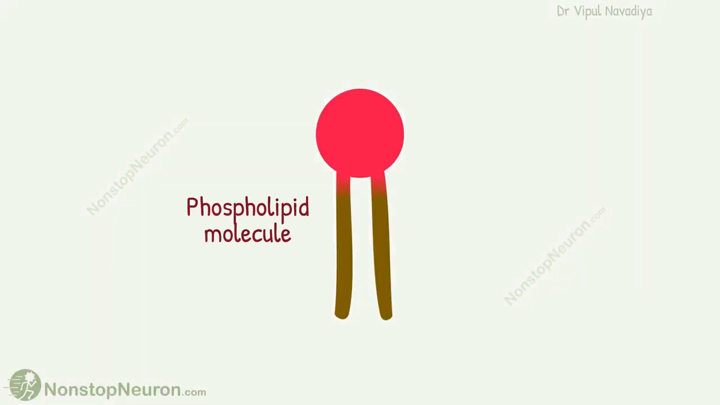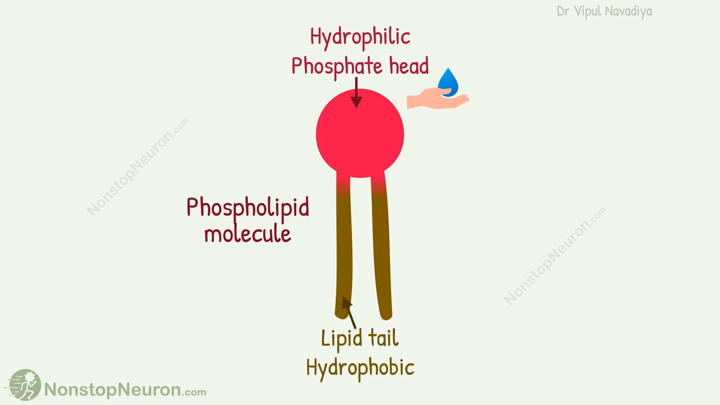This is a phospholipid molecule. It has a phosphate head, which is hydrophilic, means it likes to be with water. And a lipid tail, which is hydrophobic. This means it likes to stay away from water.